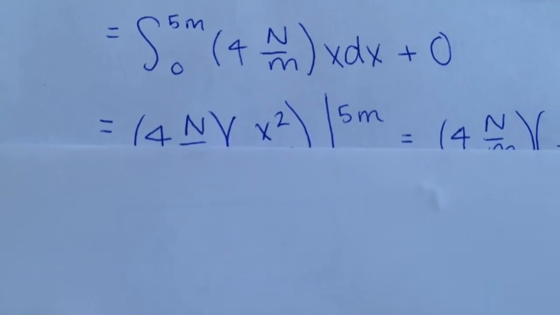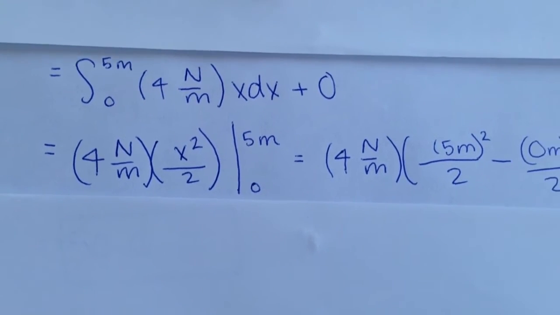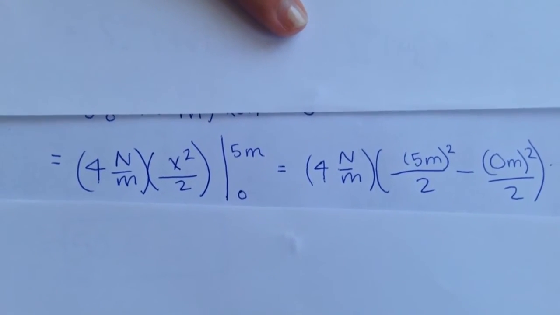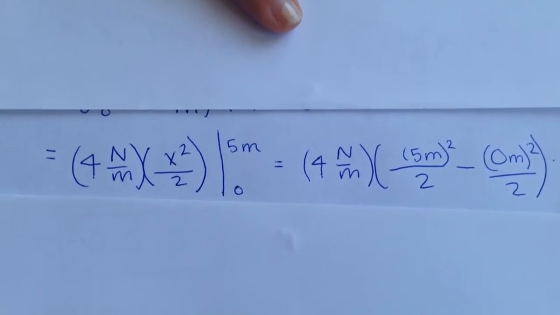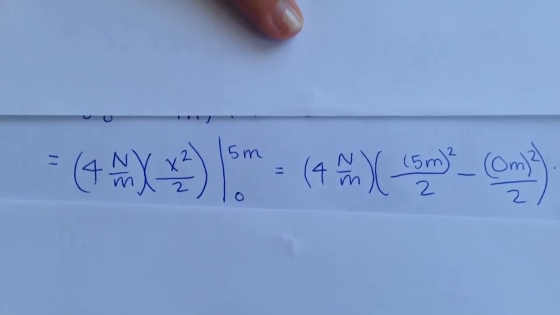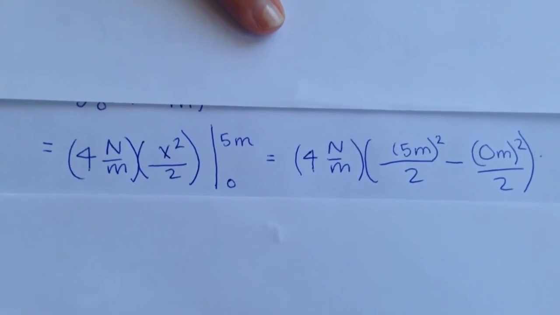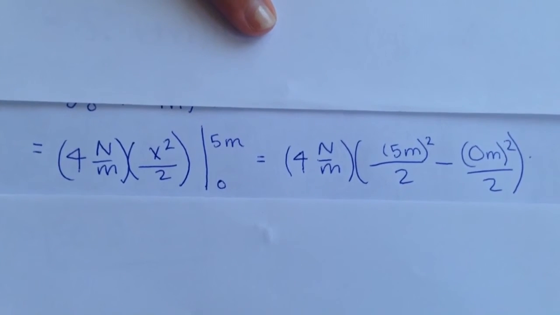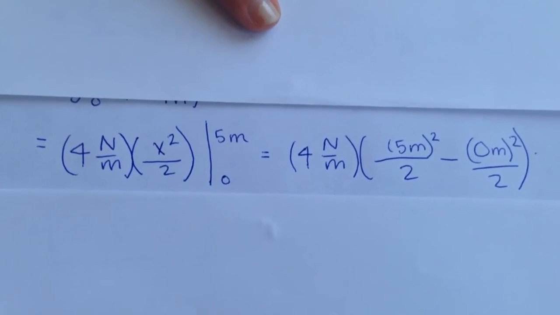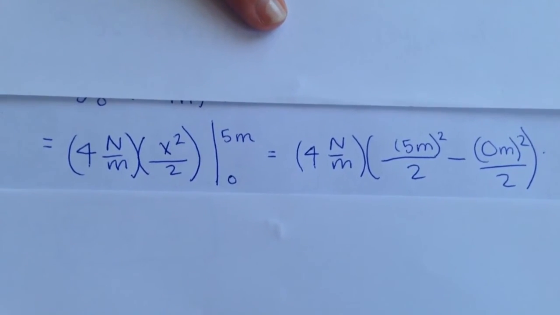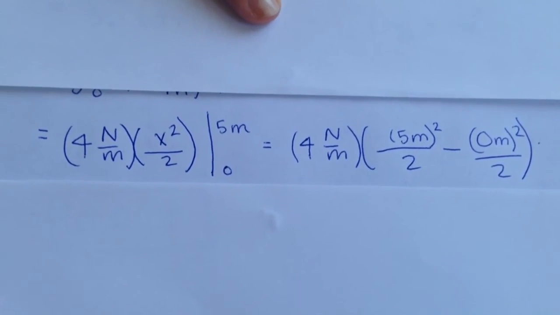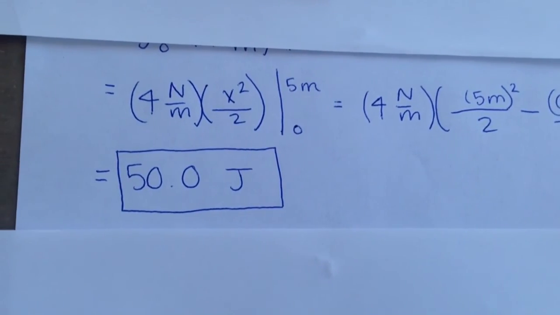And if we plug in the numbers, we get 4 newtons per meter. We just integrate that to get 4 newtons per meter times x squared over 2 from 0 to 5. And if we plug in 5 and 0, we get 4 newtons per meter times the quantity 5 meters squared over 2 minus 0 meters squared over 2 to come up with the final answer of 50 joules.